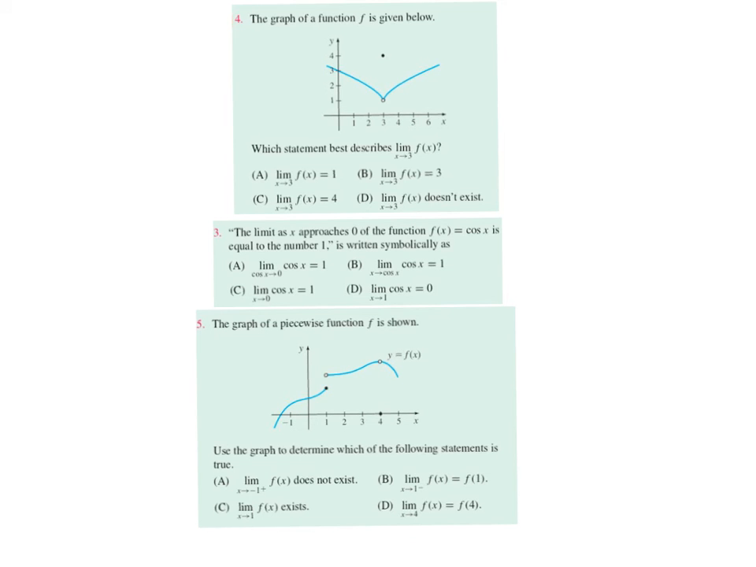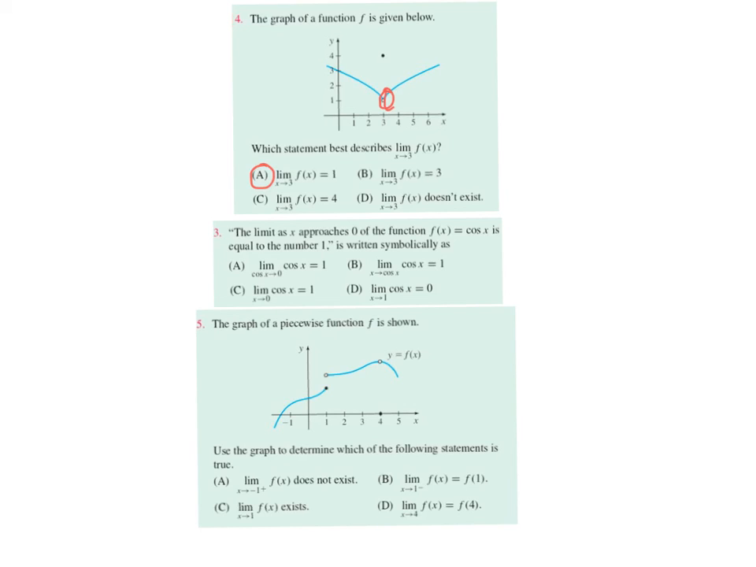All right, so now these are actually in your textbook. These are practice AP questions. So take a look at these, pause the video and try them on your own. Which statement best describes the limit as x approaches 3? The limit is 1, the limit is 3, the limit is 4, or the limit does not exist. So the limit is 1, because, okay, that was awkward. The graph is approaching 1 from both sides, even though the function value doesn't exist.